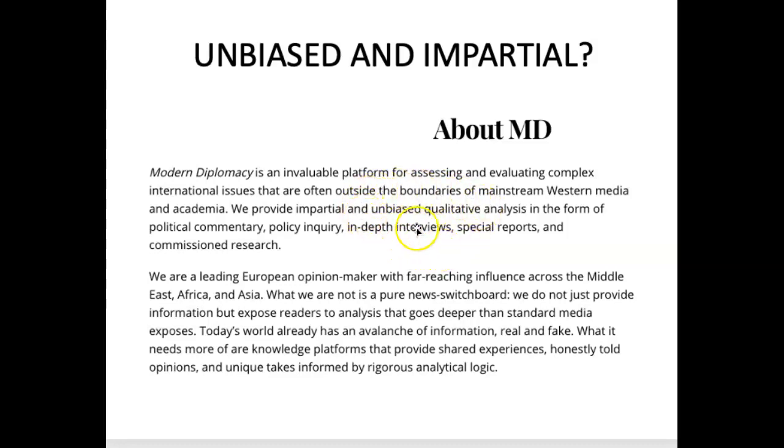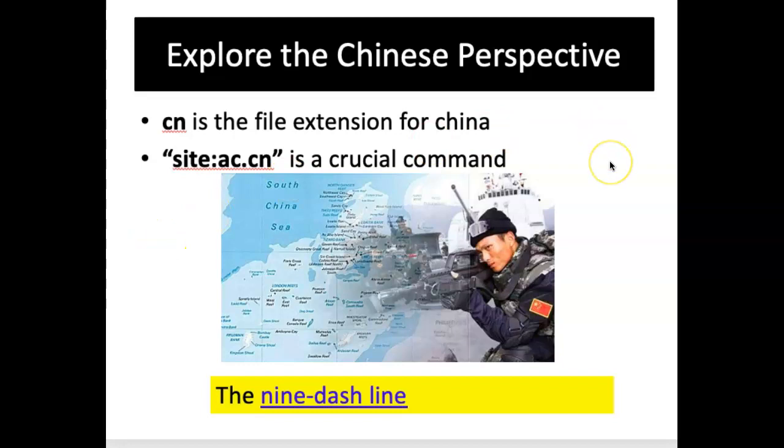Now, I want you to look at those words really carefully there, impartial and unbiased. The more you become a good researcher, the more you'll realize that there is no such thing as being impartial and unbiased, and there are always different ways of looking at things. So how is this important? Well, it's important that we also look at the Chinese perspective on the South China Sea dispute, because it's no doubt going to be very different from the Western-inspired view.